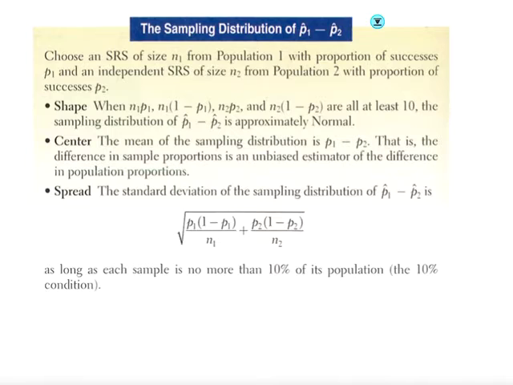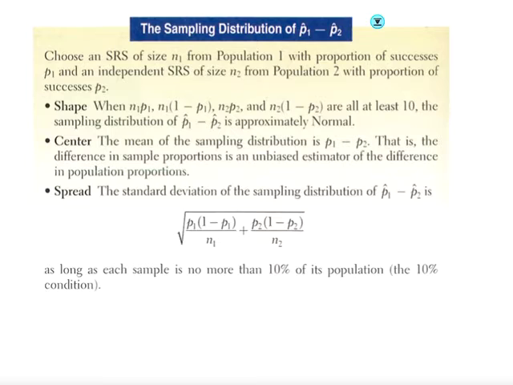So, the sampling distribution of P hat 1 minus P hat 2: you're going to choose a simple random sample of size N1 from population 1 with the proportion of successes P1, and an independent simple random sample of size N2 from population 2 with a proportion of successes P2.